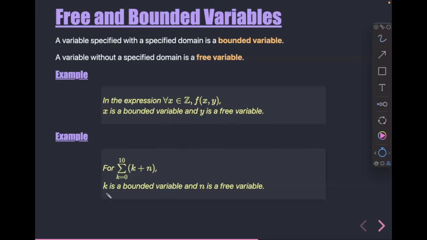Another way you could look at bounded and free variables is in your sums too. Say in this sum, I'm summing k from 0 to 10, and then I'm just saying k plus n. Now I know k is going to have the values 0, 1, 2, 3, all the way to 10, but I don't know what n is going to be. Again, n could be a word, a Boolean, a number, anything. So I don't know what n is, so n is technically a free variable, where k is more clearly defined, and so it's a bounded variable.